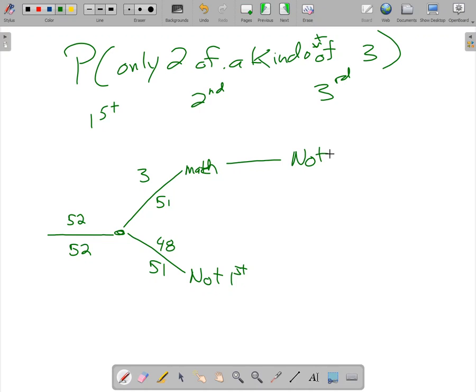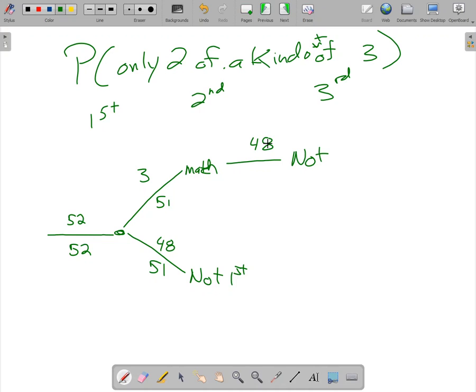Not. No, don't want it to match. Okay, so if it doesn't match, that means it's not a king, because I was thinking my first card was a king. How many cards are not kings? 48 of them. Yeah. Now I have 2 kings in my hand.